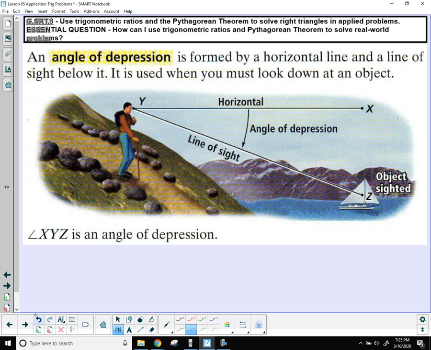Angle of depression. Fun way to remember that. If you're sad, you're looking down. Angle of depression. Hate to make it sound that dark, but you know, whatever helps.